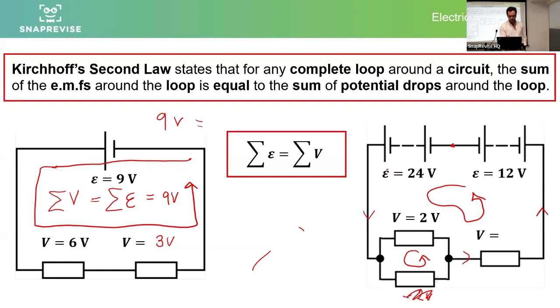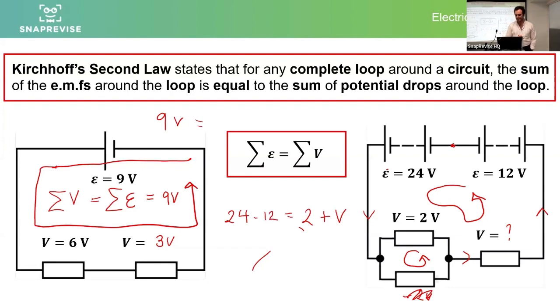Let's think about the big loop here. Let's start our journey here. I go through these 2 cells, and I go through them the correct way round, and I gain 24 volts. Fab. I then go through this component, and I lose 2 volts. There's 2 volts spent there. I then go through this, and I lose some more volts. I don't know what that is yet. I go through these two cells, but I go through them backwards, which also has the effect of depleting some of my energy. So I have 24 minus 12.